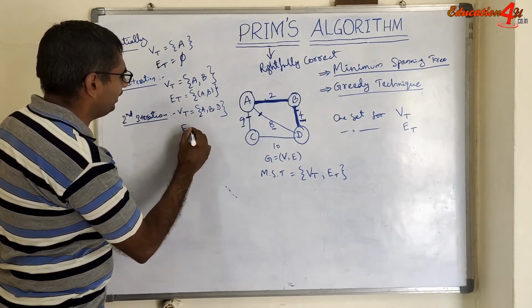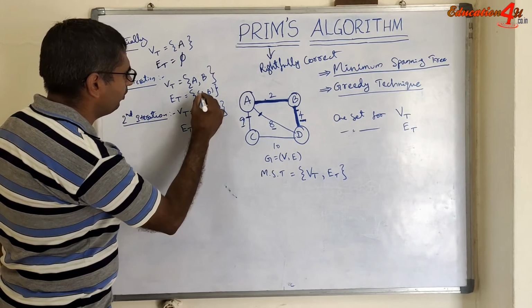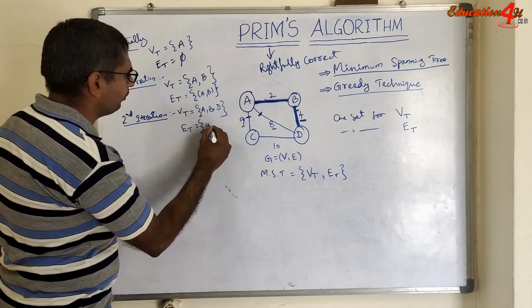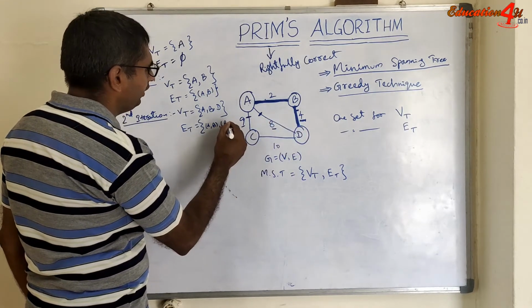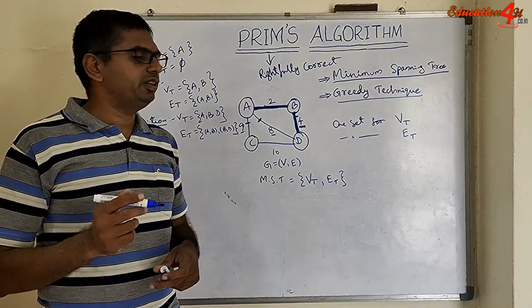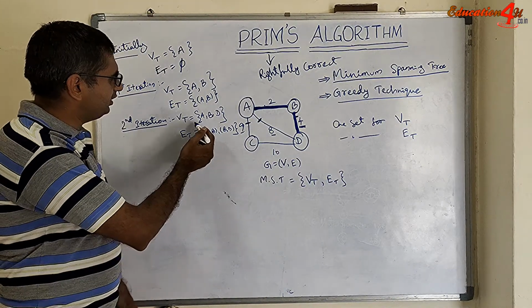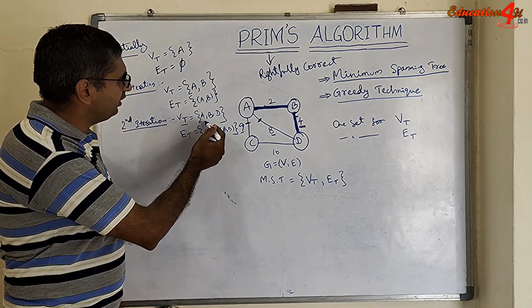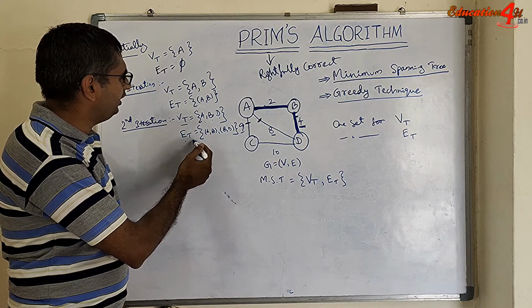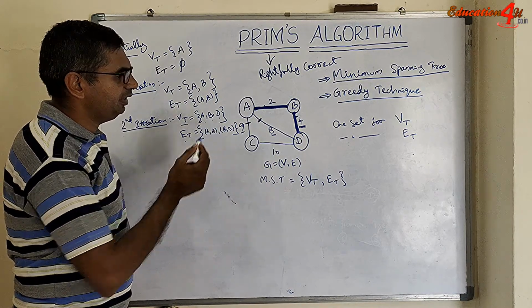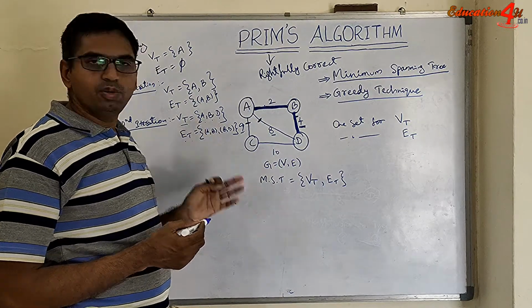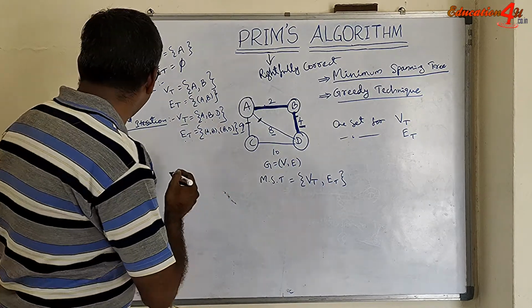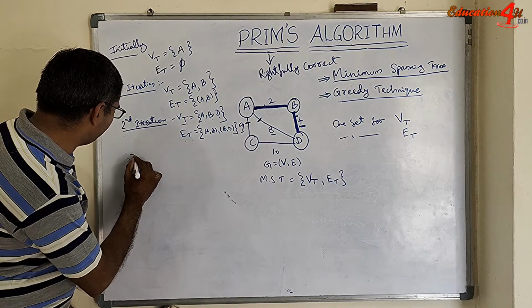And Et equal to, now previously we got AB. In this one we will get BD. Now in the second iteration we got Vt, that is ABD, and Et as AB comma BD. So we have got 3 vertices and 2 edges. Now coming to the third iteration.